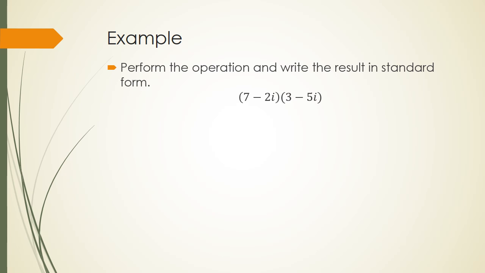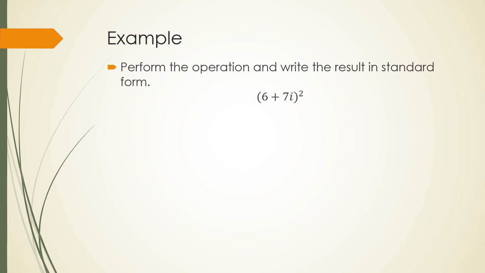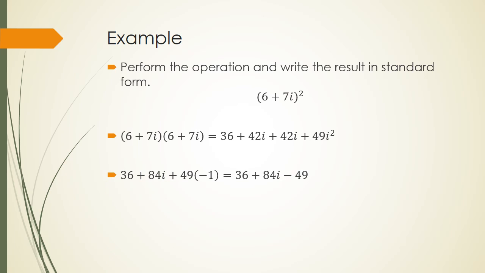Okay, you try this example, pause the recording to do it, and resume the recording to check your answer. So our final answer is 11 minus 41i. Again, pause the recording, try this example, resume the recording to check your answer. Okay, we FOIL it out, combine like terms. Remember that i squared is negative 1. And our final answer is negative 13 plus 84i.